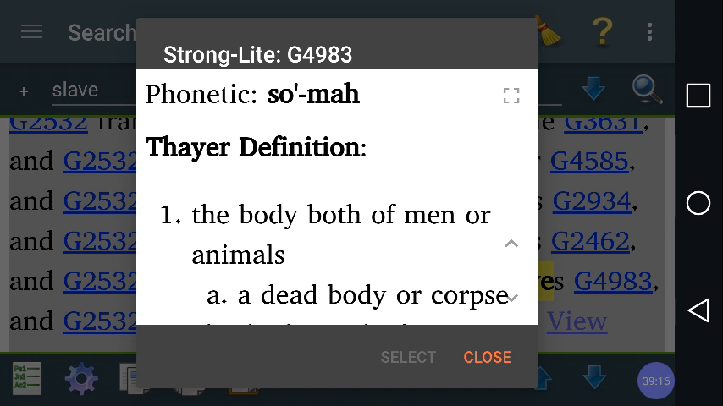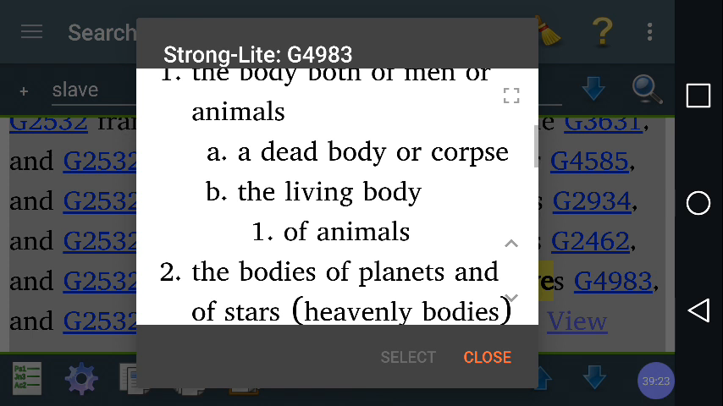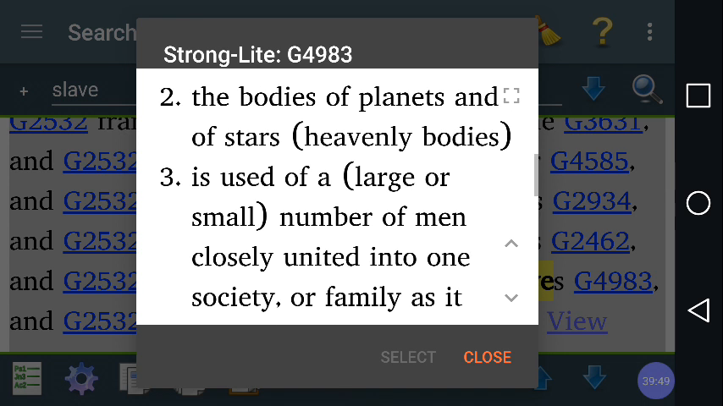So here the word is bodies. The body can be referred to as a living body or as a dead body or corpse of a man. It could be bodies of, look, the second entry says bodies of planets and stars, so heavenly bodies. So that's the same word. So you're going to say that the heavenly bodies, like the stars and the planets, are slaves too? Following that illogic, you can say that, but that will just be your imagination and that'll be a lie.